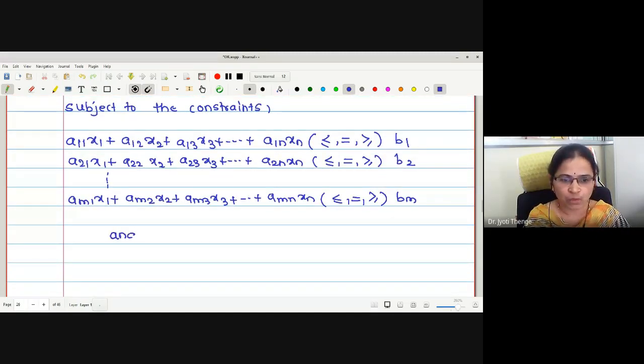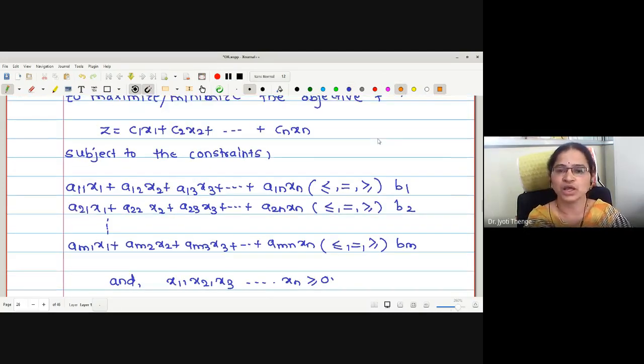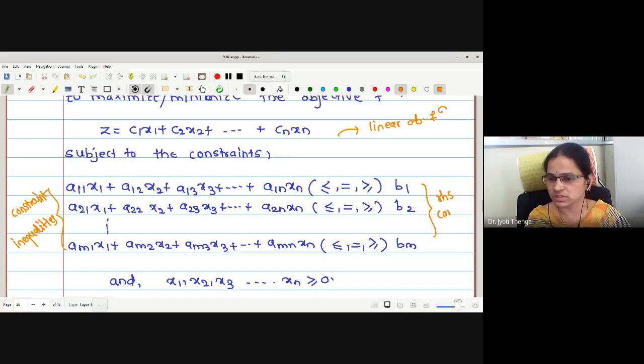And what are the non-negativity restrictions? x1, x2, x3, so on up to xn are greater than or equal to 0. Therefore, what is the structure? This is the linear objective function. These are the constraint inequalities. And these are the right hand side constants.